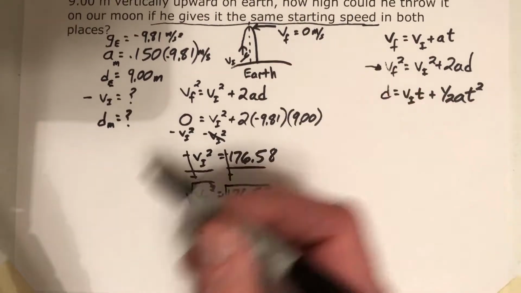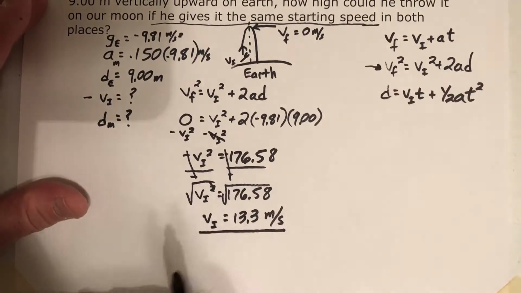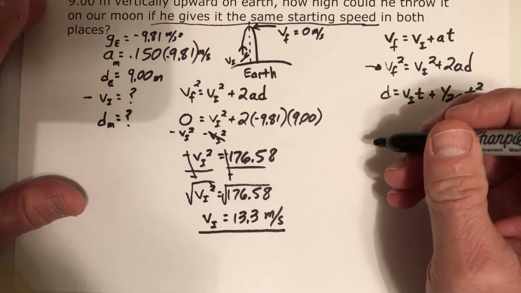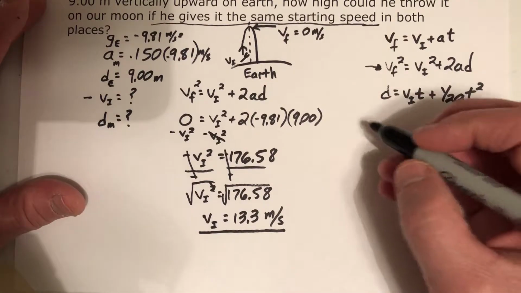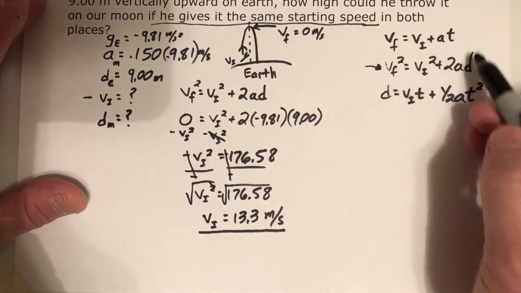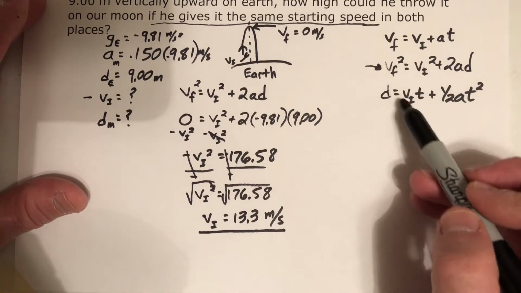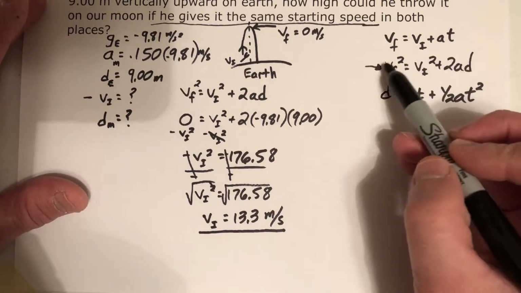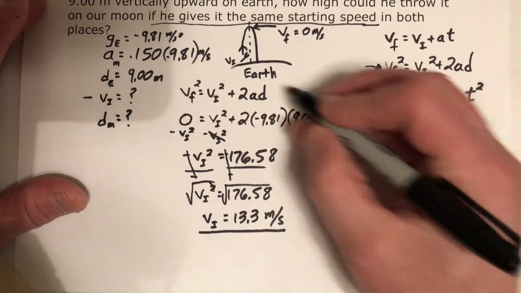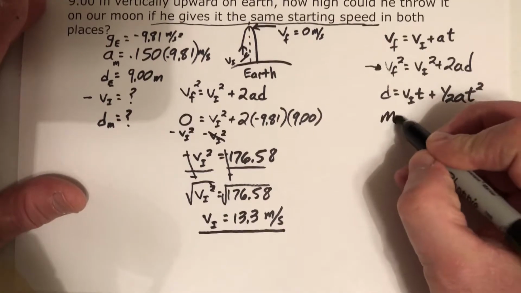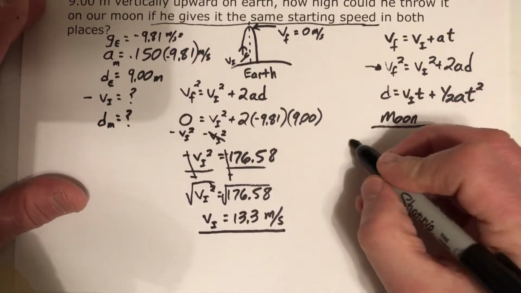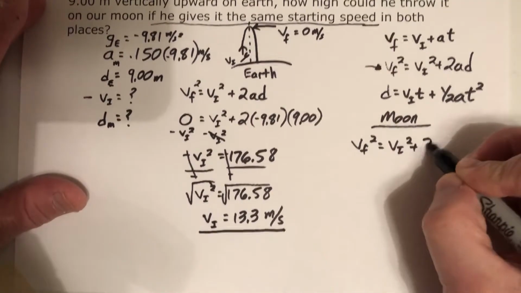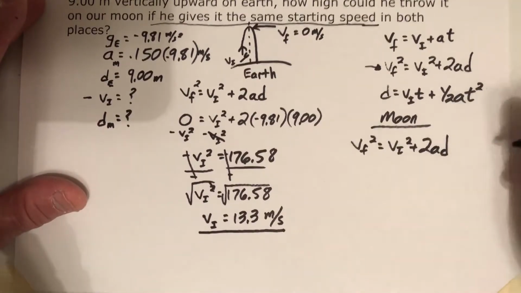So now I'm going to redo this problem, but now it's going to be on the moon. I'm trying to find my displacement. So which one of these equations will I use? Well, I'm going to use the same one because I still don't know time, which I need to know for the other equations. So I'm still going to use this. But this time we're not on the Earth, we're on the moon. Okay, so I have VF squared equals VI squared plus 2AD.